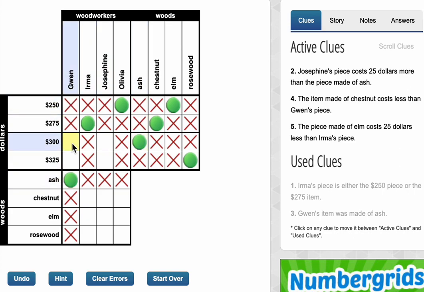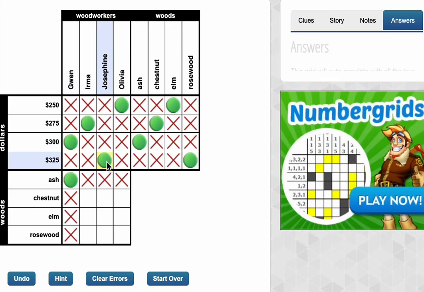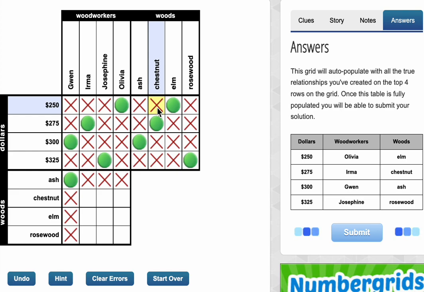Ash corresponds with Gwen, so 300 corresponds with Gwen. That only leaves one remaining possibility over here. Once you're in the end game, you'll see a pop up here, and it'll bring you to answers, because it knows that you don't need the clues anymore in order to continue the process. So now it's just comparison. So 250 Olivia Elm. So Olivia Elm. Irma 275 Chestnut. So Irma Chestnut. And then there it is.